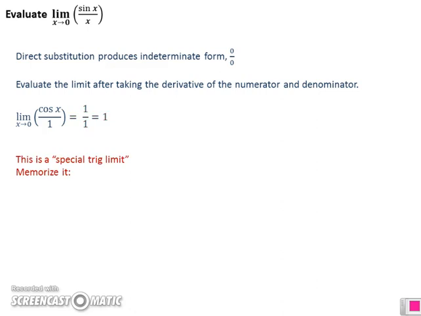Done. This is actually a special trig limit, this guy right here. Memorize that. It shows up a lot, and it's very helpful to just know. So the sine of x over x, or x over the sine of x, limit approaching 0. And if you don't remember, if you remember L'Hopital's rule, you can figure it out. It's just helpful.